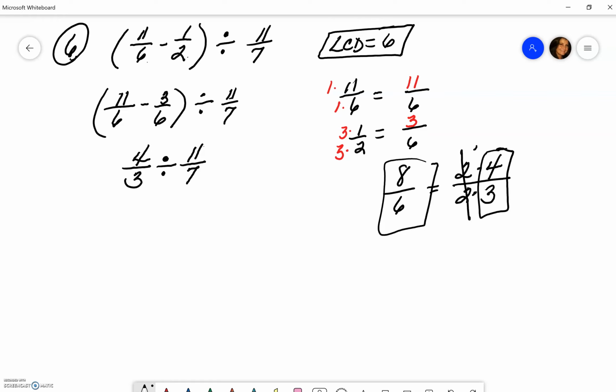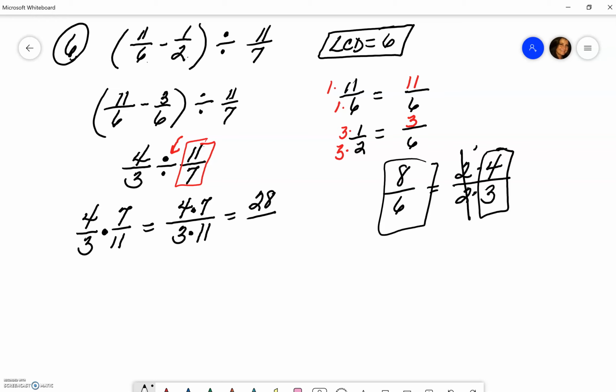So now we know when we have it like this, we have to change that to multiplication, and we need the reciprocal of that. So this becomes 4 over 3 multiplied by 7 over 11. We know we're going to multiply that across, so 4 times 7, and then 3 times 11. There's nothing we can get from the top or the bottom to reduce out. So our final answer here would be 28 over 33, and that's already in simplest form.